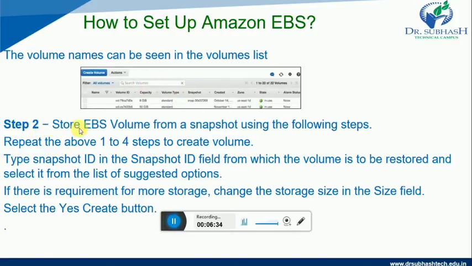Step 2 is to restore an EBS volume from a snapshot using the following steps. Repeat the above steps 1 to 4 to create the volume. Type the snapshot ID in the snapshot ID field from which the volume is to be restored and select it from the list of the suggested options. If there is a requirement for more storage, then change the storage size in the size field and then select the yes and create button.